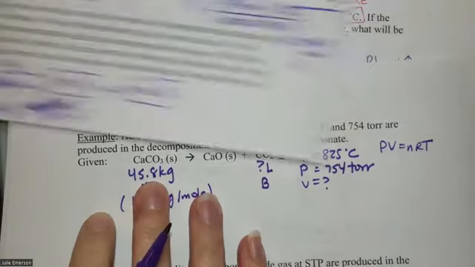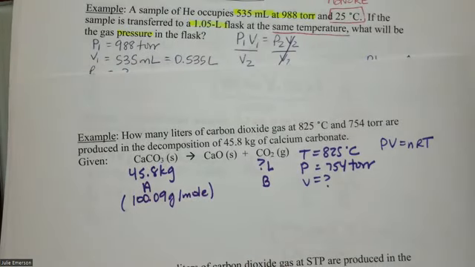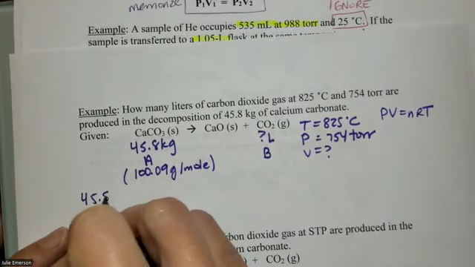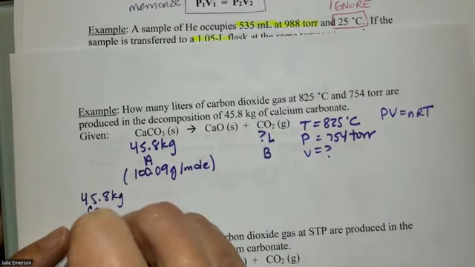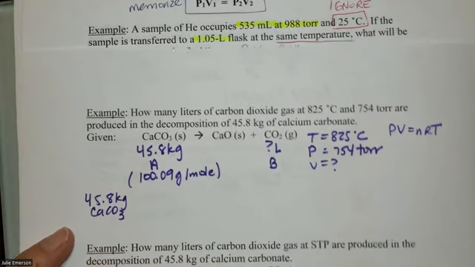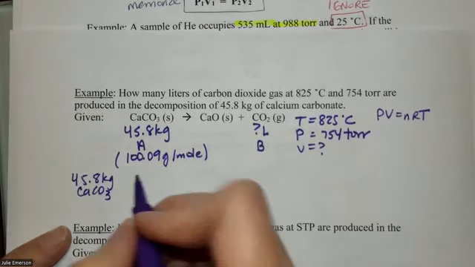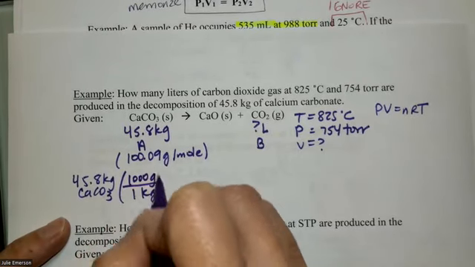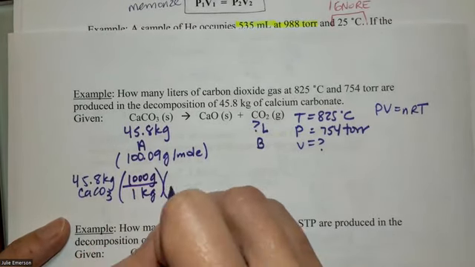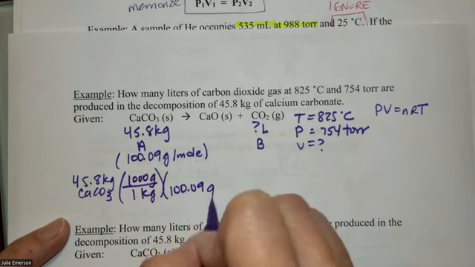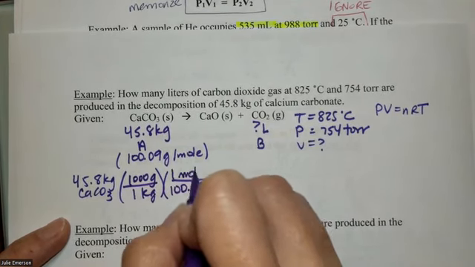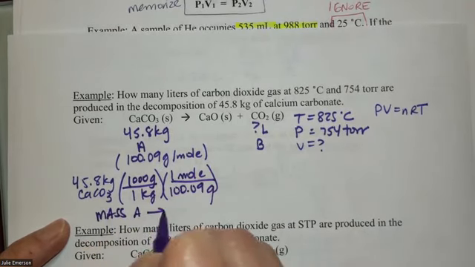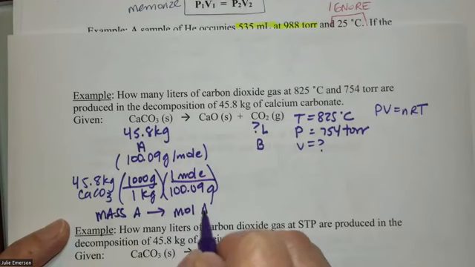All right, so this is going to start out, I think, pretty familiar. We're going to start with our mass, 45.8 kilograms of calcium carbonate. Because it's kilograms, we're going to have to change it to grams first, so 1,000 or 10 to the 3 grams per kilogram. Now, molar mass, 100.09 grams per mole. So we took mass of A and converted it to moles of A.